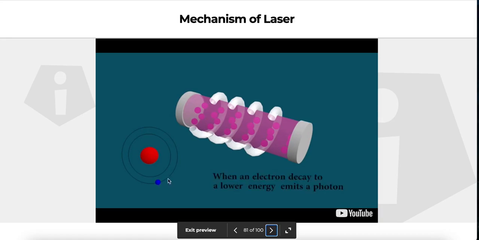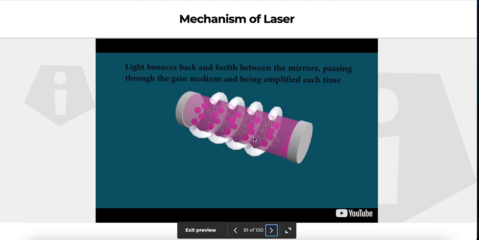This excited atom is unstable. So in order to reach the ground state again, it will emit energy. This energy is in the form of coherent light that has a specific wavelength. If we leave this, then all these millions of atoms will produce the same light of the same wavelength.